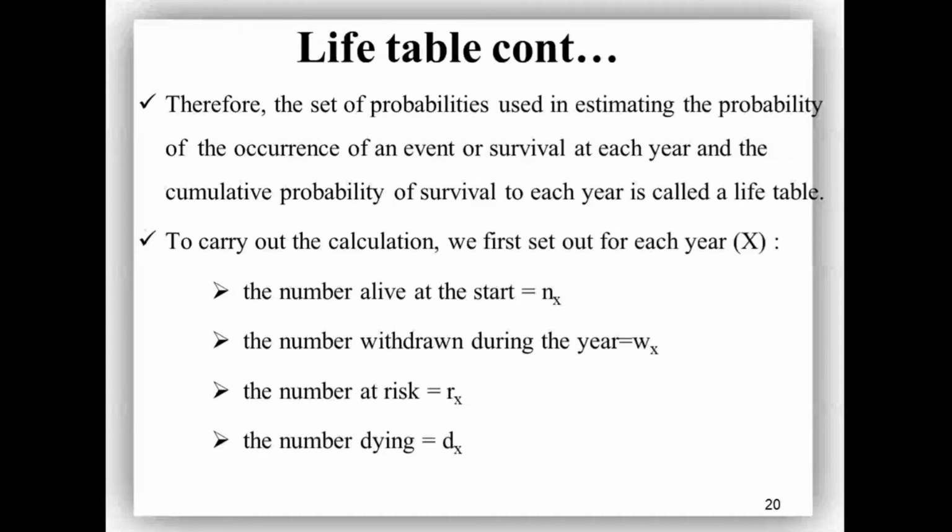The number withdrawn during the year, at time x, is called wx. The number at risk is rx, the number at time x. And if the event of interest is death, then the number dying, or the number of individuals who died, is called dx.